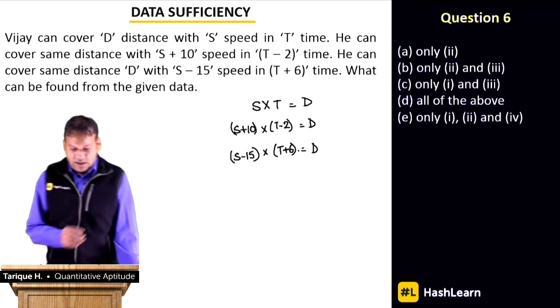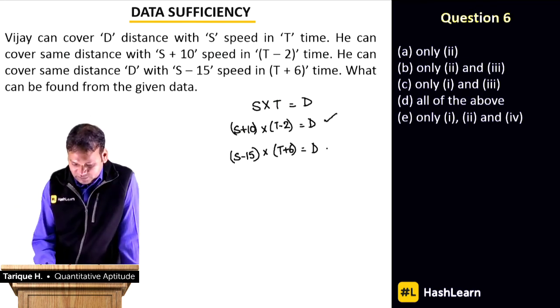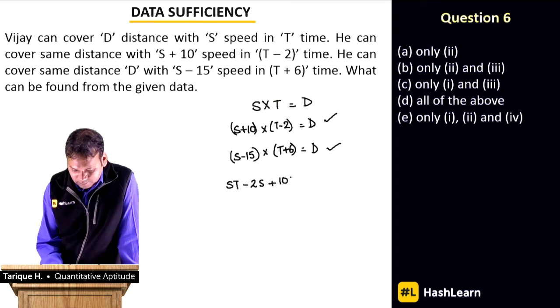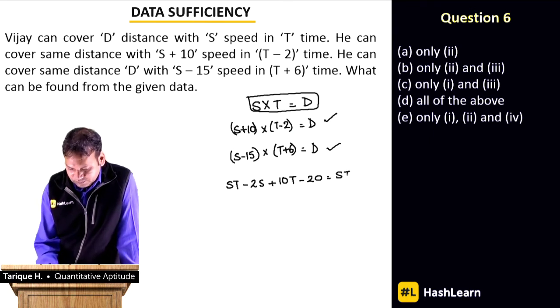So can we create equations from the first one and the second one? Multiply S into T, so we get ST, minus 2S plus 10T minus 20 is equal to D, and remember D is nothing but ST. So this ST and this ST will get cancelled. We can say that minus 2S plus 10T is equal to 20, and that is your equation number 1.